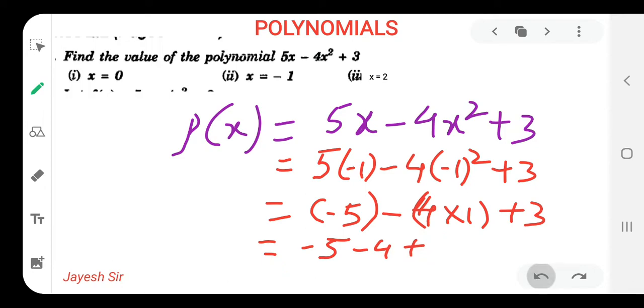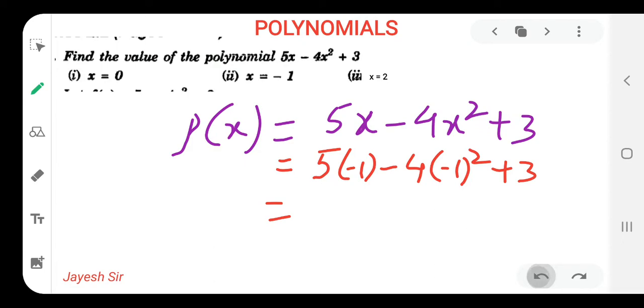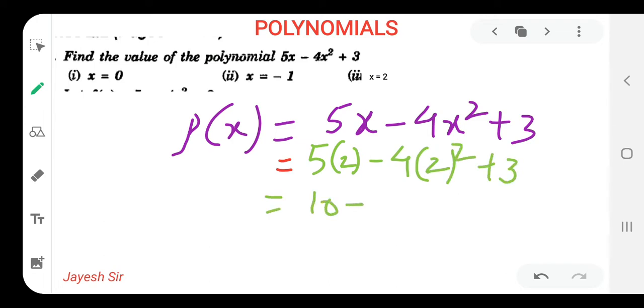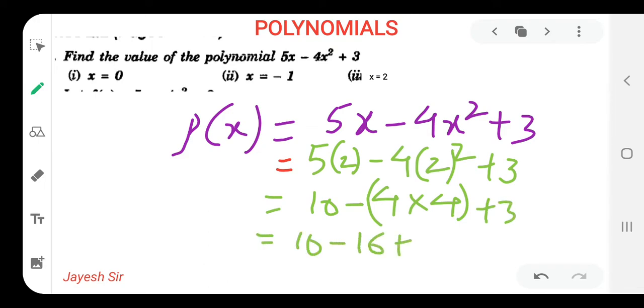Our third sum is putting the value of the variable as 2 in this term. So the value of x should be 2: 5 into 2, minus 4 into 2 square, plus 3. Yes, 5 2s are 10. Now again 4 into 2 square, that means 4 fours, and 3 as it is. Now 10 minus 4 fours are 16, we all know, plus 3.